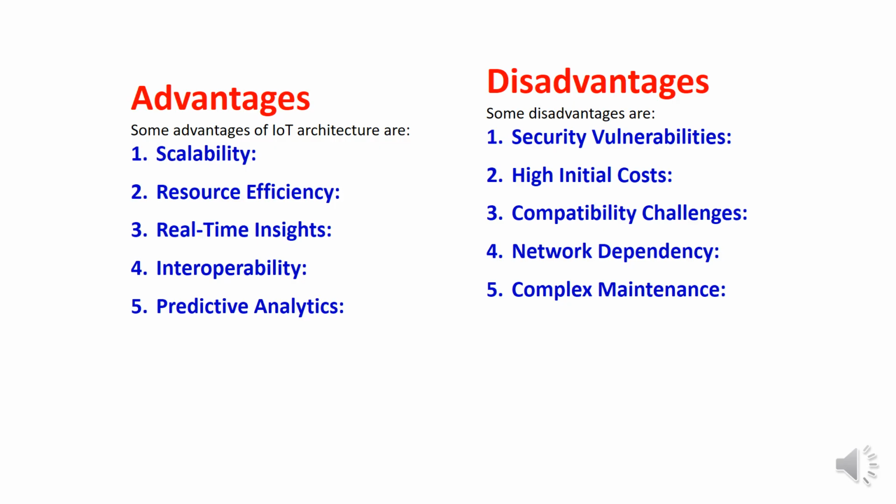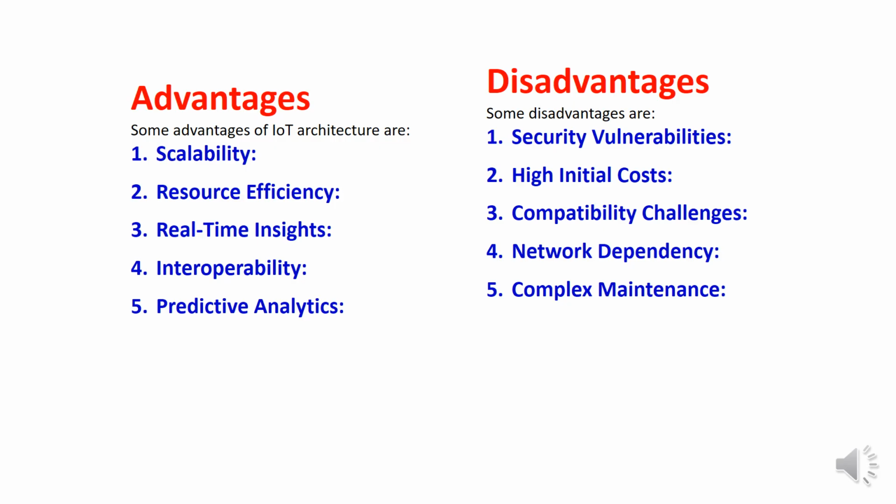Next is disadvantages of IoT. Some disadvantages are security vulnerabilities, high initial costs, compatibility challenges, network dependency, complex maintenance. Let me explain the disadvantages one by one. First one is security vulnerabilities. Connected devices are susceptible to cyber attacks, unauthorized access, and data breaches due to weak security layers.